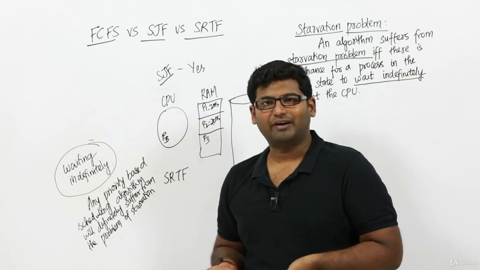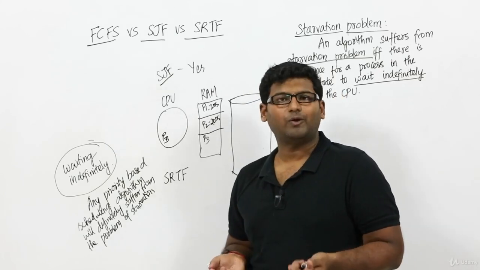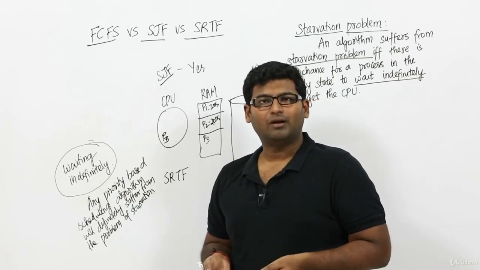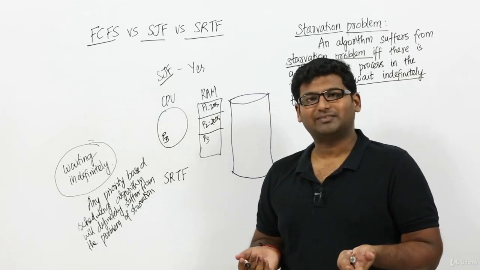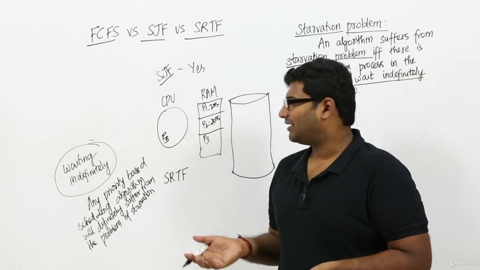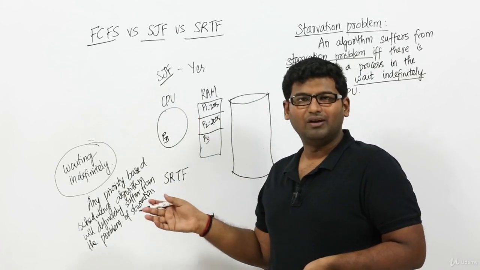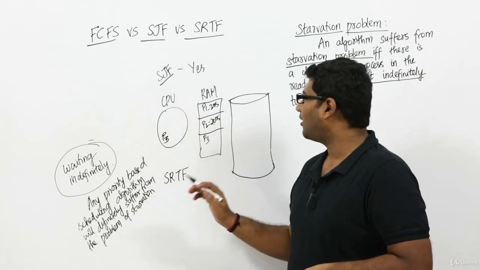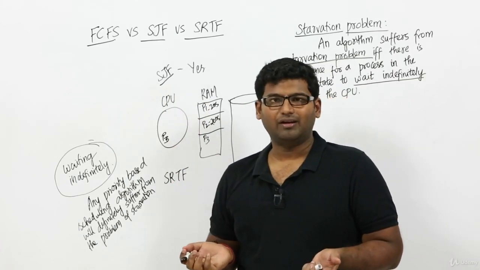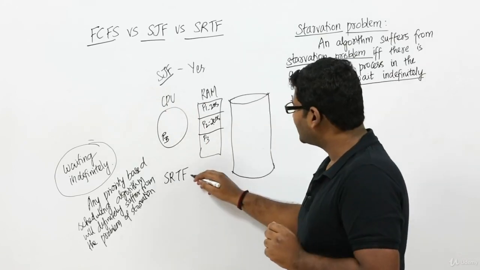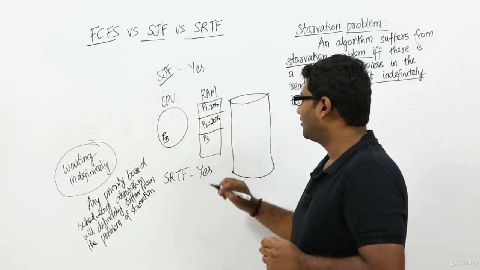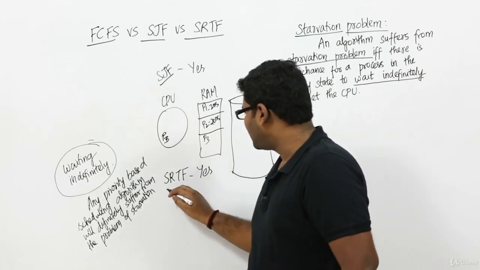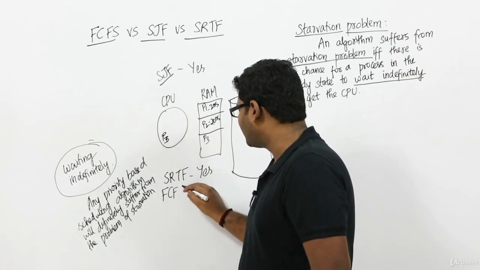So my question is, does SRTF suffer from the problem of starvation? It's quite straightforward. SRTF is also a priority based scheduling algorithm, because we give high priority to processes with the shortest burst time. SJF and SRTF are almost the same. The only thing is that here preemption is allowed, and there preemption is not allowed. So definitely SRTF also suffers from the problem of starvation. Now my question is whether FCFS suffers from the problem of starvation or not.